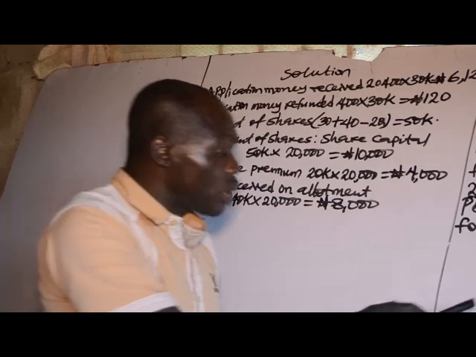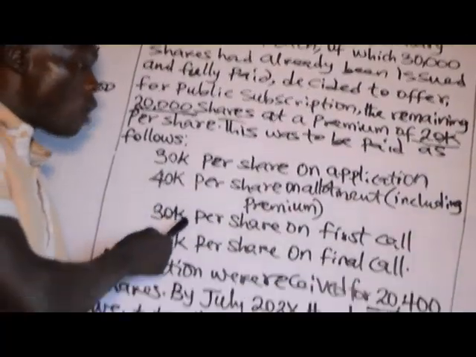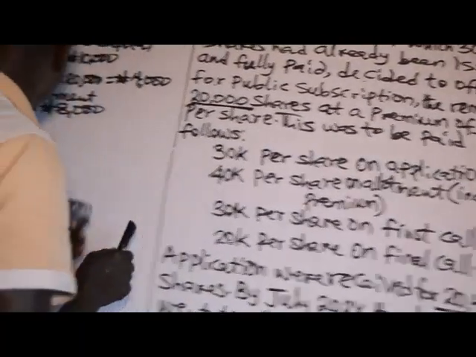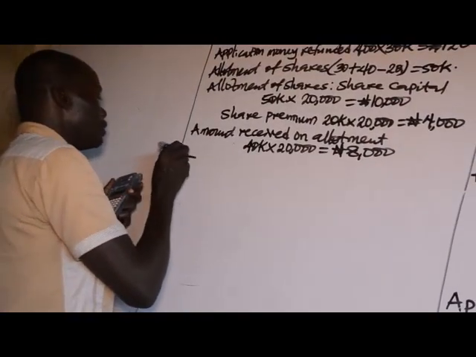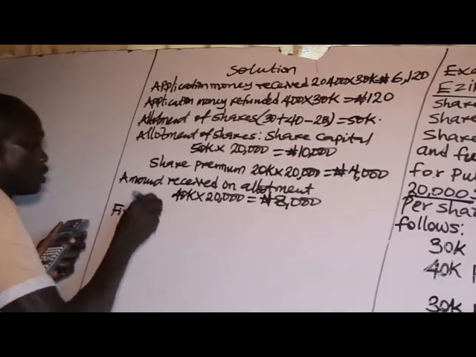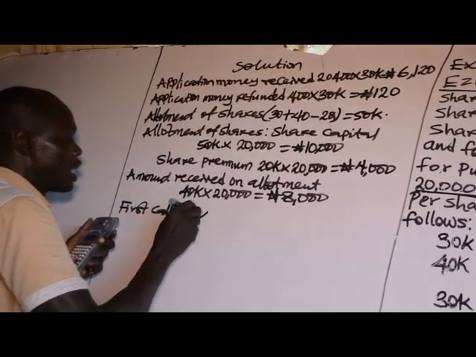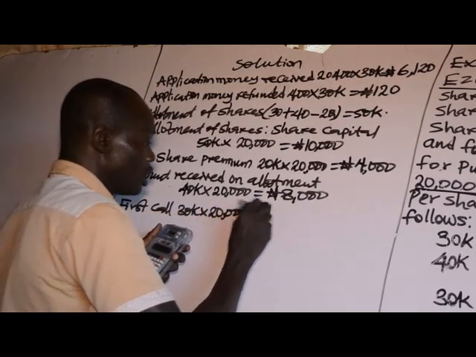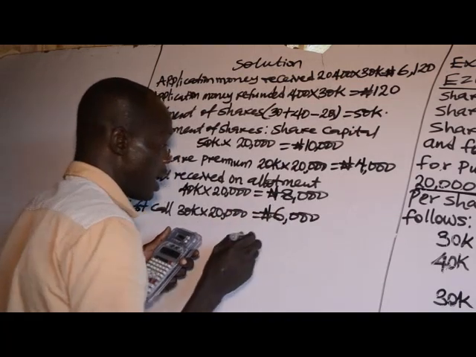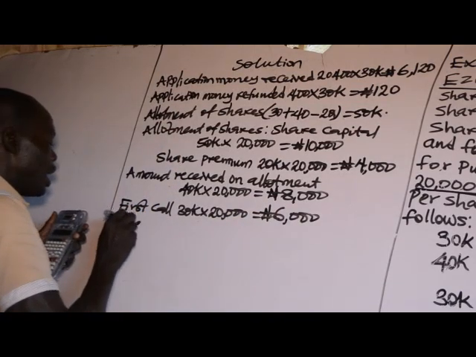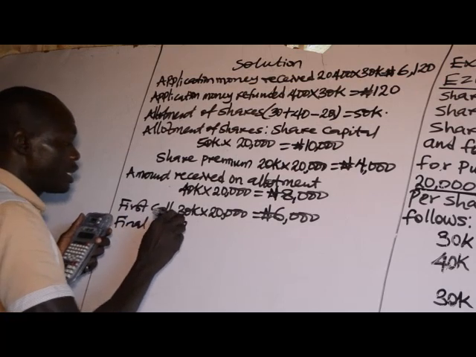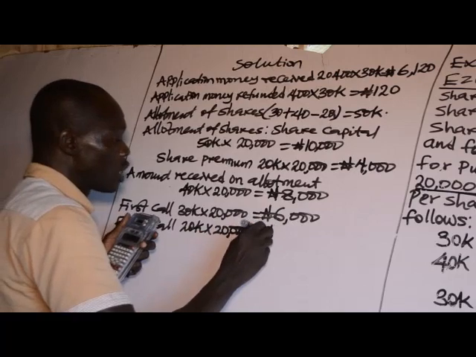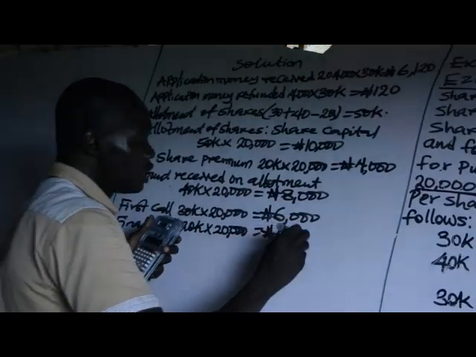So during first call again, 30 kobo will be received, and on final call, 20 kobo. So first call now: 30 kobo times 20,000 shares issued gives us 6,000 naira. Then on final call as well, 20 kobo times 20,000 shares issued also gives us 4,000 naira.